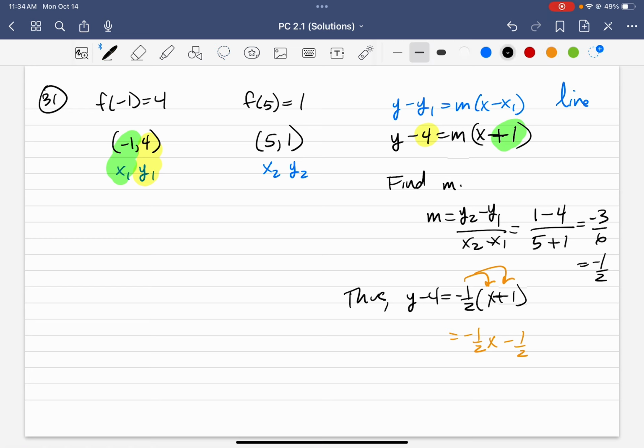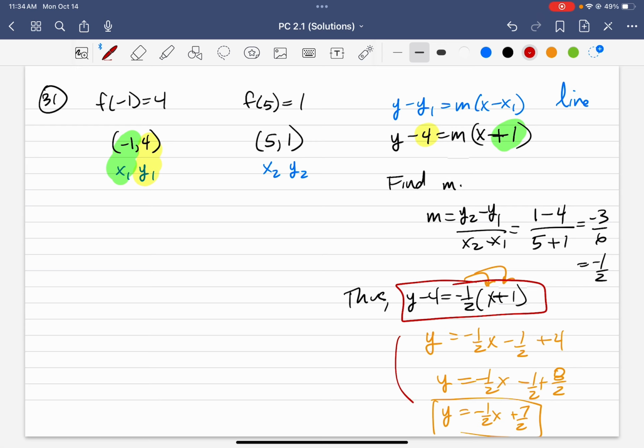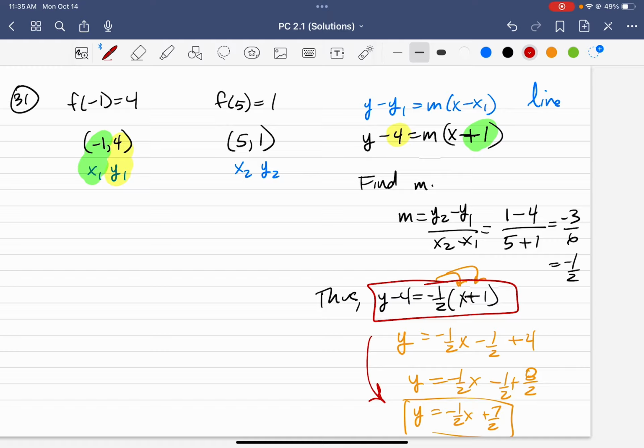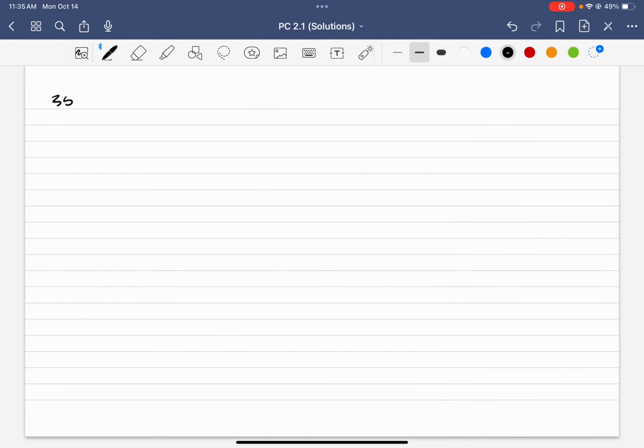Okay. So over here, I have y minus 4. So I'm going to add that 4 over here. But 4 is the same as 8/2, right? And so I get -1/2 x plus 7/2. And that would be the equation of my line. If I did not tell you to put it into slope-intercept form, this would have been okay. But maybe that just looks a little bit nicer. So that's number 31. 35 is the same sort of deal, except now I've got this point.